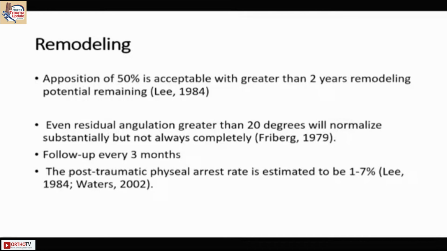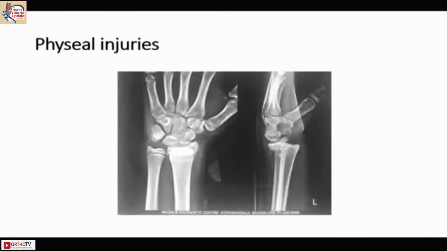And again, up to 50% malalignment and 50% contact is enough in physeal injuries. You don't have to worry. There are 2 years of growth remaining. That is sufficient for the fracture to remodel very well. Residual angulation greater than 20 degrees will normalize substantially, but not always completely, so we have to keep that in mind. Some amount of deformity may remain, but it doesn't cause much disability or any problem.